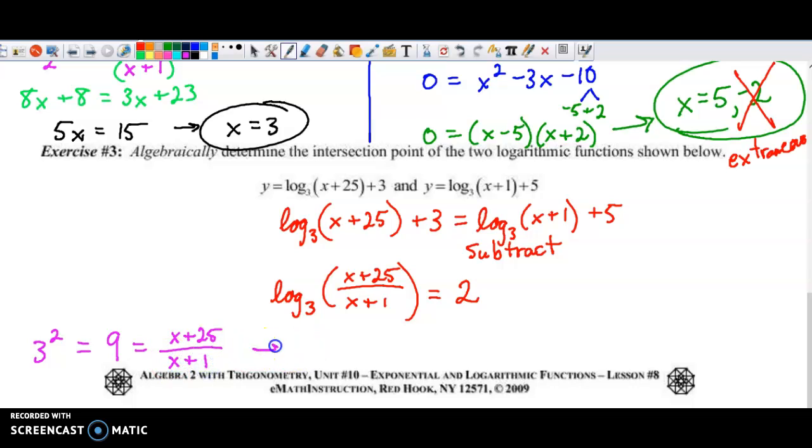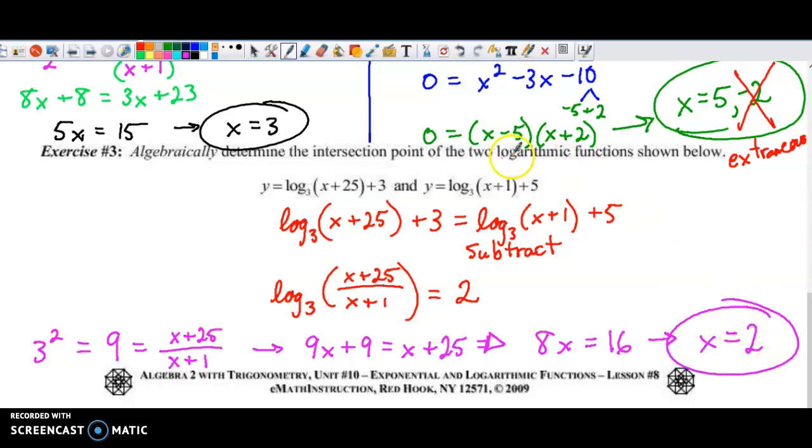And again, when I cross multiply, you have to distribute. 9x plus 9 is equal to x plus 25. Subtract x over, oops, meant to make an arrow there. That's 8x. Subtract 9 over, 25 minus 9 is 16. And then from there we get x equals 2.